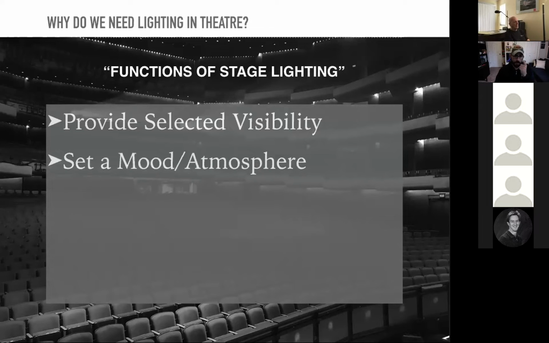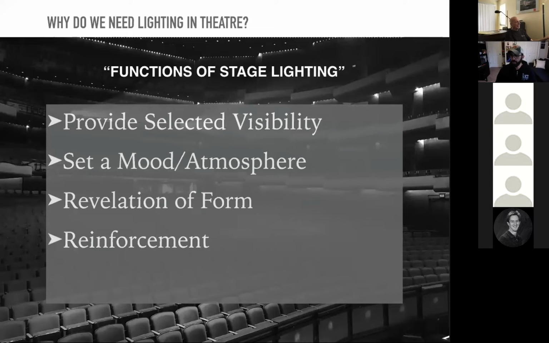The first person who spoke up touched on this a little bit as well. If we want the mood to be really creepy and scary, we can accomplish that, or we can create the complete opposite of that. Next one is revelation of form. This is revelation of the form of both the body and the scenery, creating depth on stage, showing shadows, showing angles, things like that.